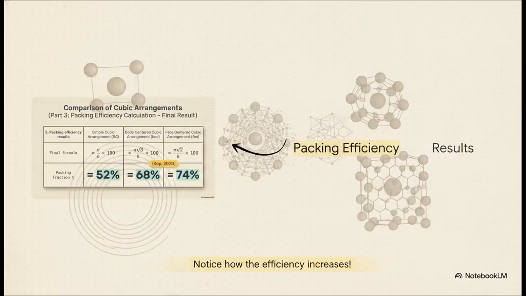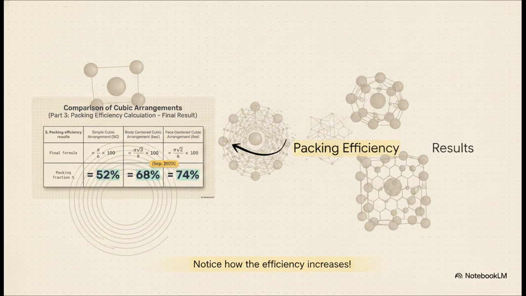Comparison of cubic arrangements, Part 3, packing efficiency calculation, final result. Row 5, packing efficiency results, final formula. For SC equals pi divided by 6 times 100. For BCC equals pi times root 3 divided by 8 times 100. For FCC equals pi times root 2 divided by 6 times 100. Packing fraction percent. SC equals 52%, BCC equals 68%, FCC equals 74%.